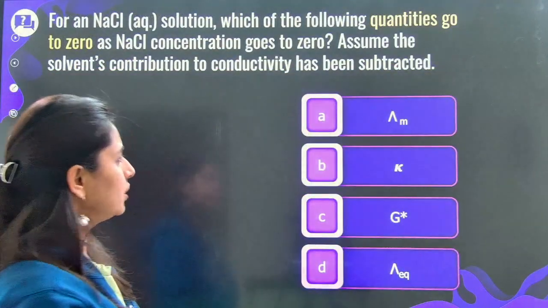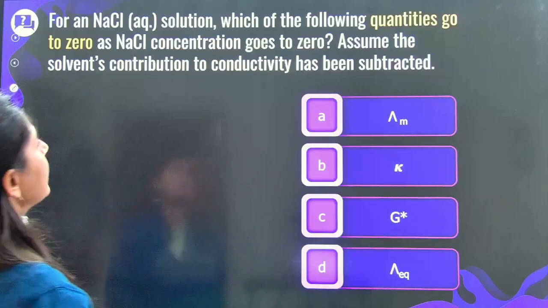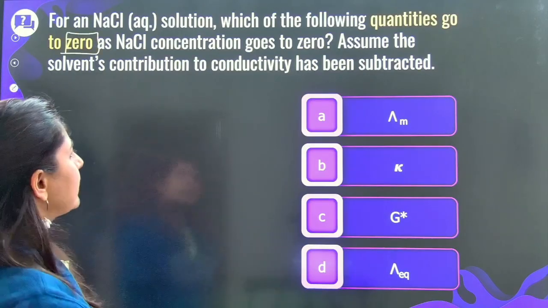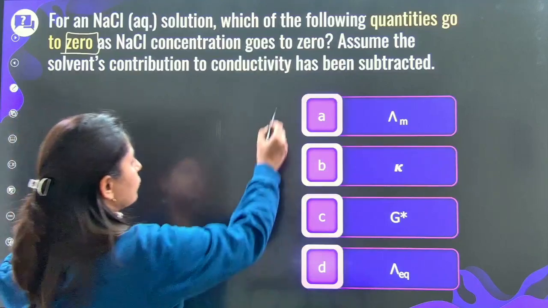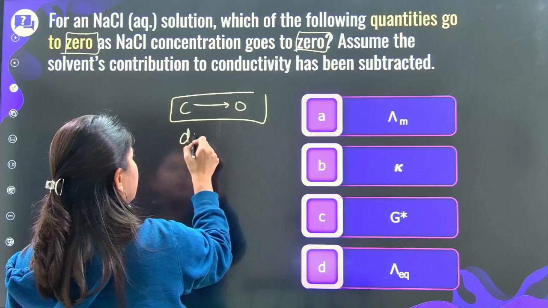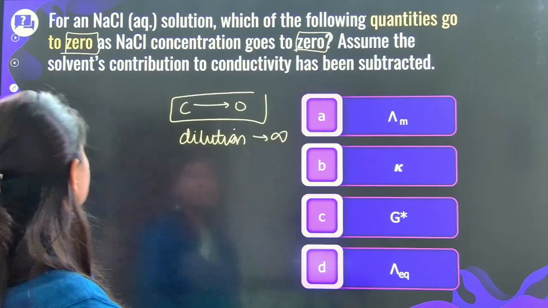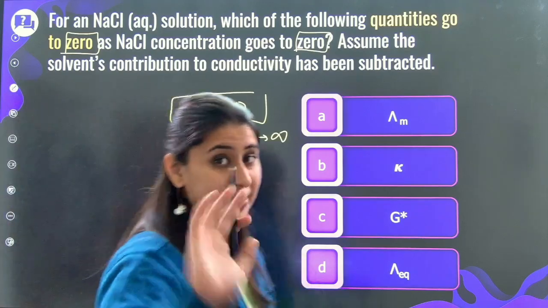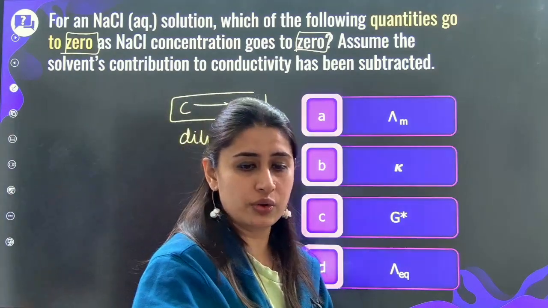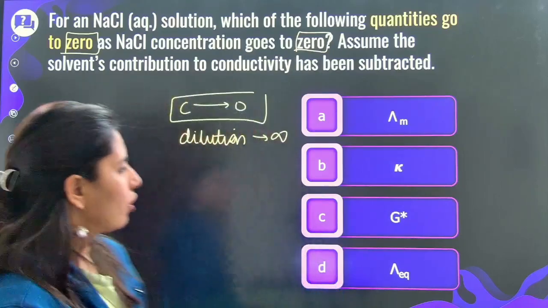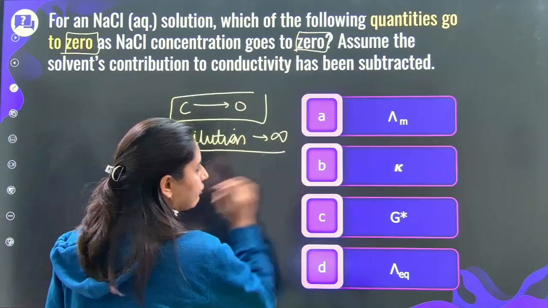This is very simple. You can answer me in the chat. For an NaCl solution, which of the following quantities go to zero as NaCl concentration goes to zero? So if concentration is going to zero, that means dilution has become infinite. Assume the solvent's contribution to conductivity has been subtracted. That means again the same thing: solvent not playing a role is what we are considering. Absolutely correct. So what you have is when dilution is infinite.